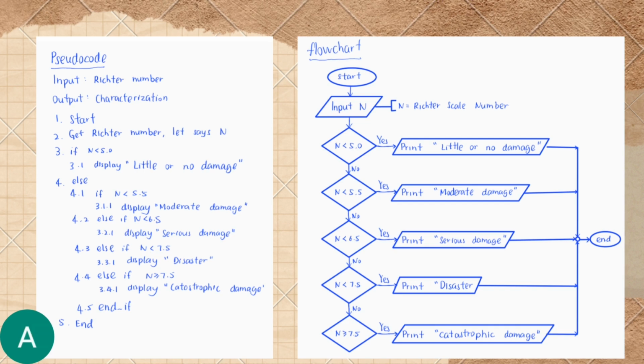And these are all the 5 characterizations stated, and we'll be ending the if process, as well as the pseudocode right here.